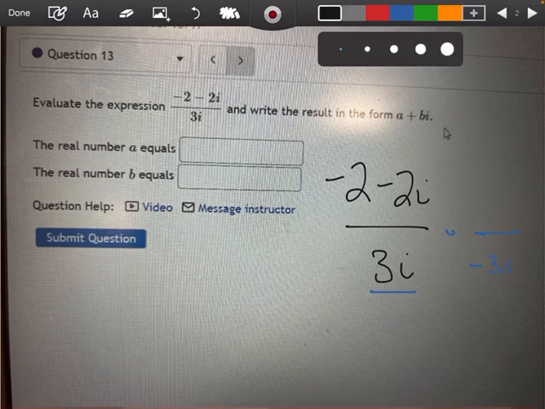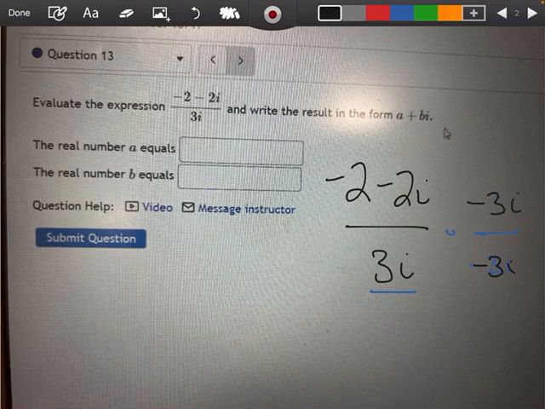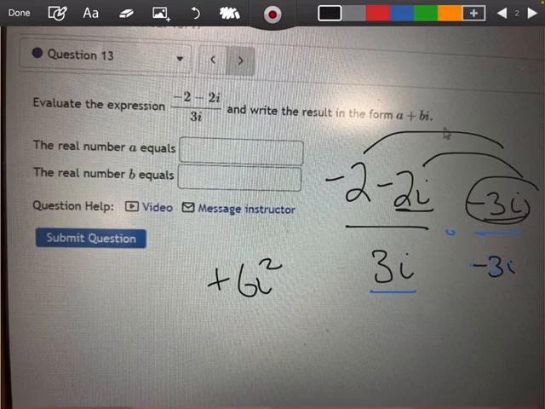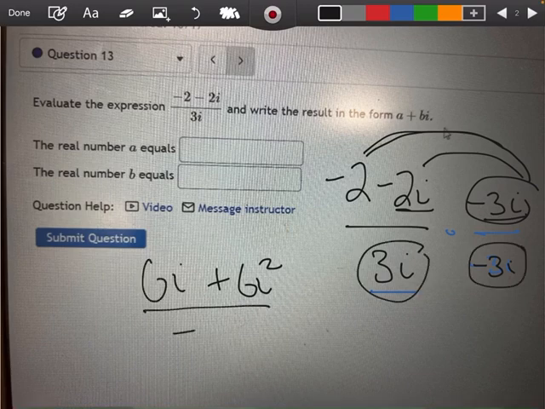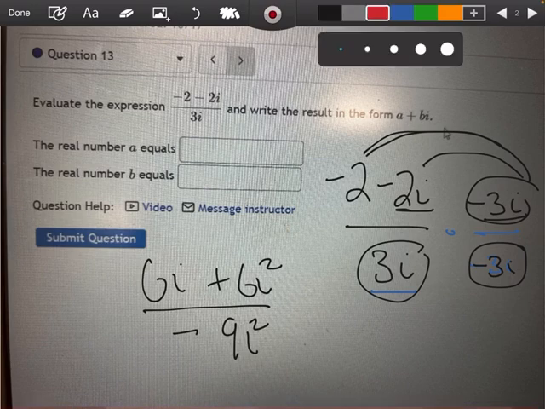Let me go back to the black marker. Negative 3i, negative 3i, okay? So let's take this guy and let's go 1 and 2. So negative 3i times a negative 2i should be a positive 6i squared. And negative 3i times a negative 2 should be a positive 6i. Downstairs, 3i times a negative 3i is a negative 9i squared, right? So y'all remember what we said, i squared is negative 1. So that's going to make this positive 6 into a negative 6.